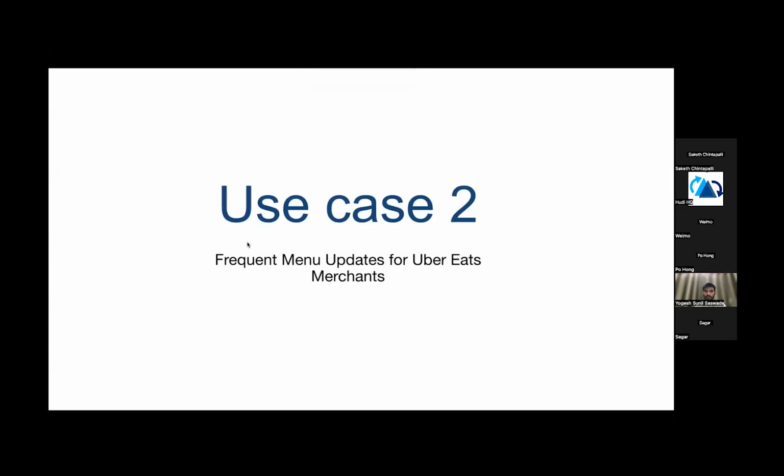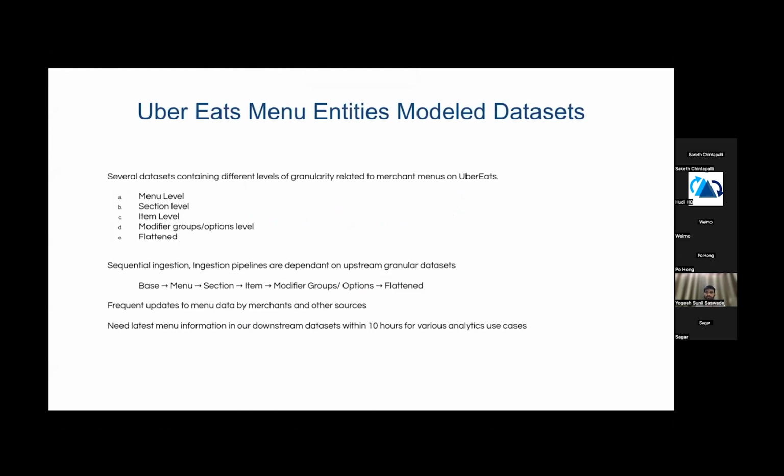Yep. Cool. Thanks, Saket. I'll just quickly cover how we leveraged the Lakehouse ETL solution to improve the quality and reliability of our Menu data sets. At Uber, we have Uber Eats and delivery, and we have a lot of data sets at multiple levels of granularity. So we have to model Menu data. We have data sets at menu level, at section level, at item level, and at modifier group and pattern level.